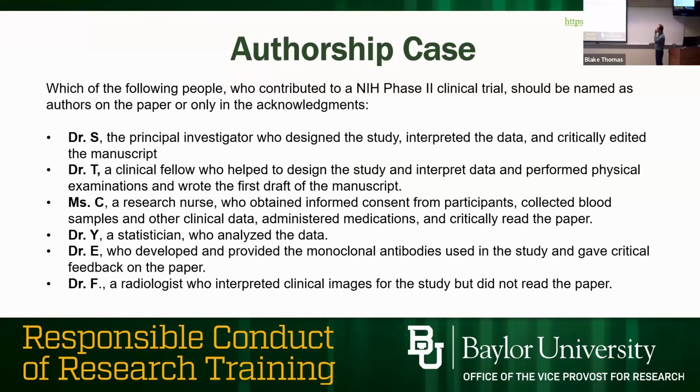Okay, so I wanted to go over some cases, and we'll read them together here. You can think about it this way: contributors to a phase 2 clinical trial should have been named as an author on the paper, or only in the acknowledgements. The first one is Dr. S, the principal investigator who designed the study, interpreted the data, and critically edited the manuscript. Do you think author or acknowledgement? I think I had author, pretty good.